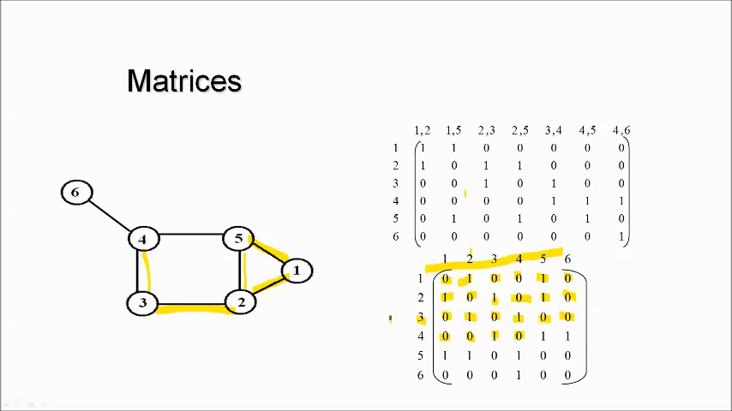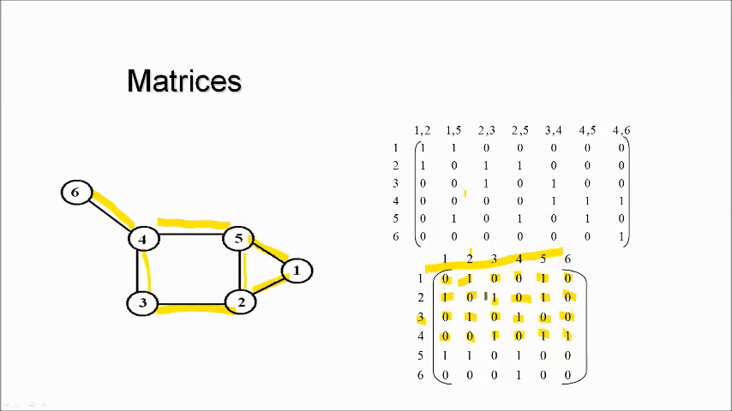Next, vertex 4 going to vertex 5. Do we have a line or arc or any incident going to 5? Yes. So we're going to put 1. Next, vertex 4 going to vertex 6. Any incident or edge? Yes. So this is true. We're going to put what? We're going to put 1.